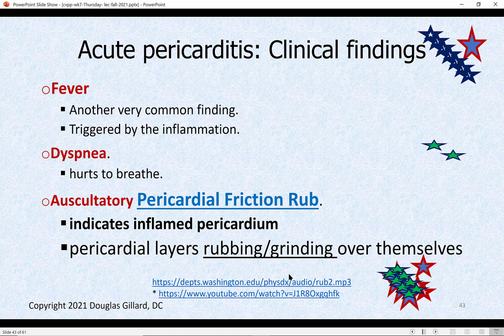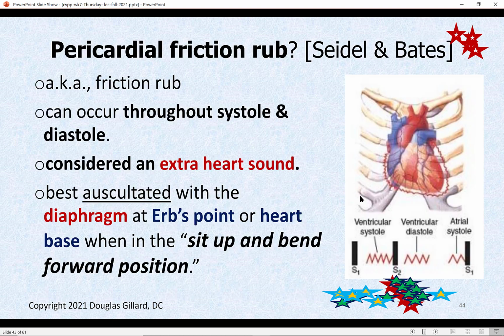That's very, very common. I won't play these for you, but you can go to either one of these links and hear what a pericardial friction rub sounds like. And you listen to it at Erb's point. Once it builds up and matures, it covers S1 and S2, so it's through systole and diastole. It's not really considered a murmur, which is a problem usually with a valve or a hole in the heart. This one's just a sound. It's an extra heart sound.